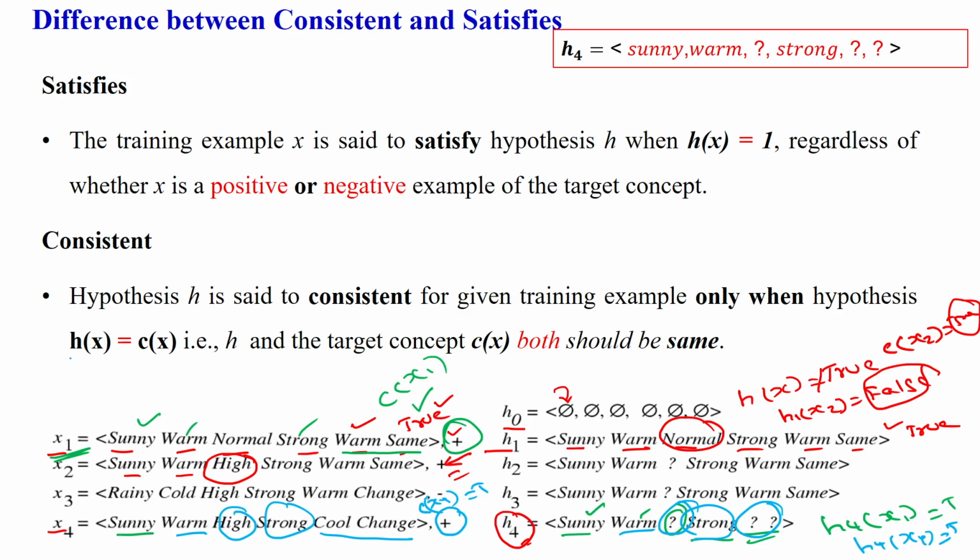So whenever h of x equals c of x, then we can say that the particular hypothesis is consistent for the given training examples. So this is the difference between consistent and satisfy for a given data set.